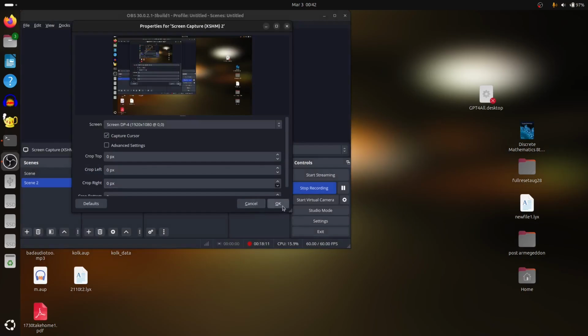Screen capture. Yeah, didn't like that. Try that again. Tried the pipewire screen capture deal. Didn't like it. Let me try the XSHM one. Ah, there we go.